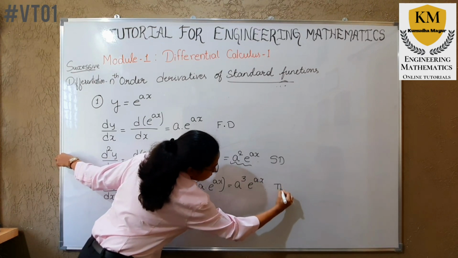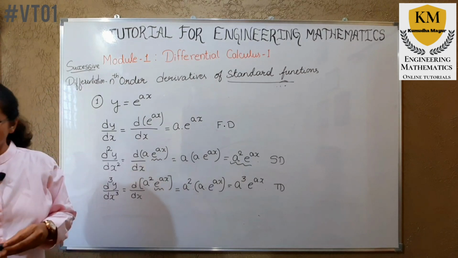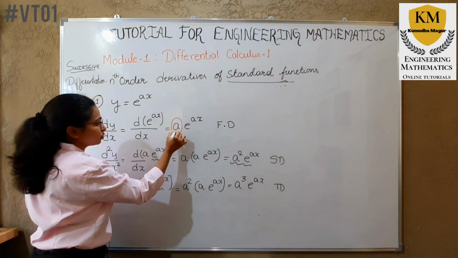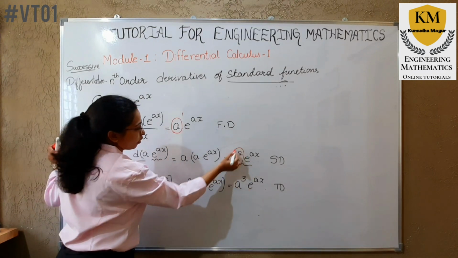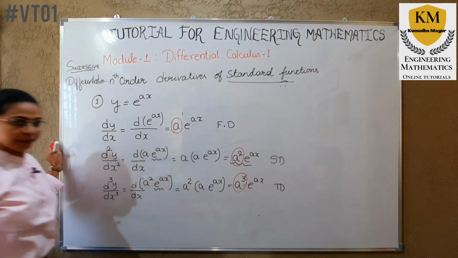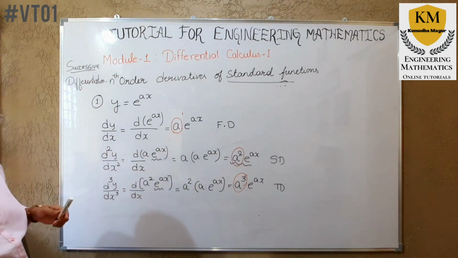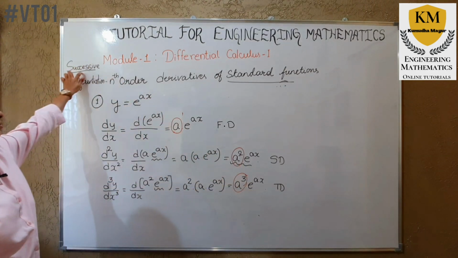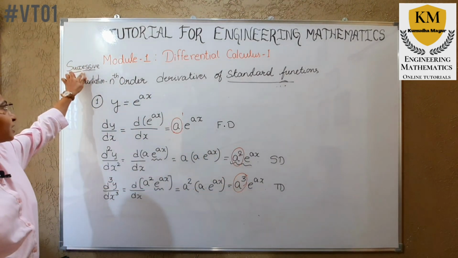This is called the third derivative. You can observe very carefully here. The power of a is 1. The power of a is 2. The power of a is 3. Got it? So, is this not continuous? This is what it says about successive differentiation.